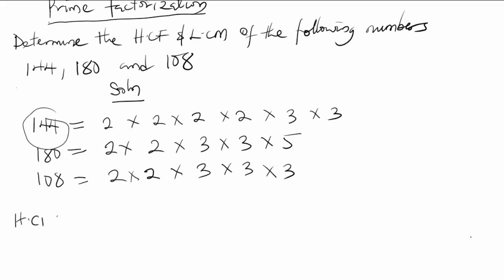So how do you find the highest common factor from this? What you do, you watch out for the factors that appear in all three numbers. Example, 2 is here, 2 is here, and 2 is here. You circle it out. Another 2 is here, is in 144, is in 180, and is in 108. Circle it out.